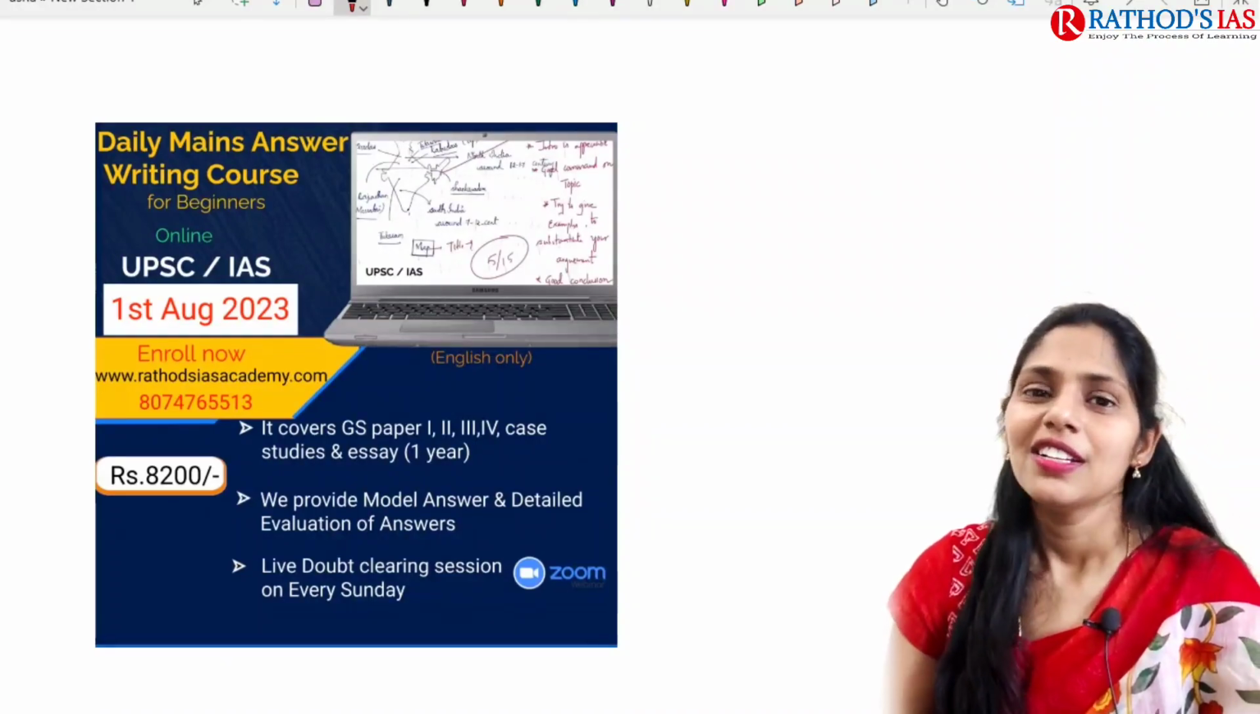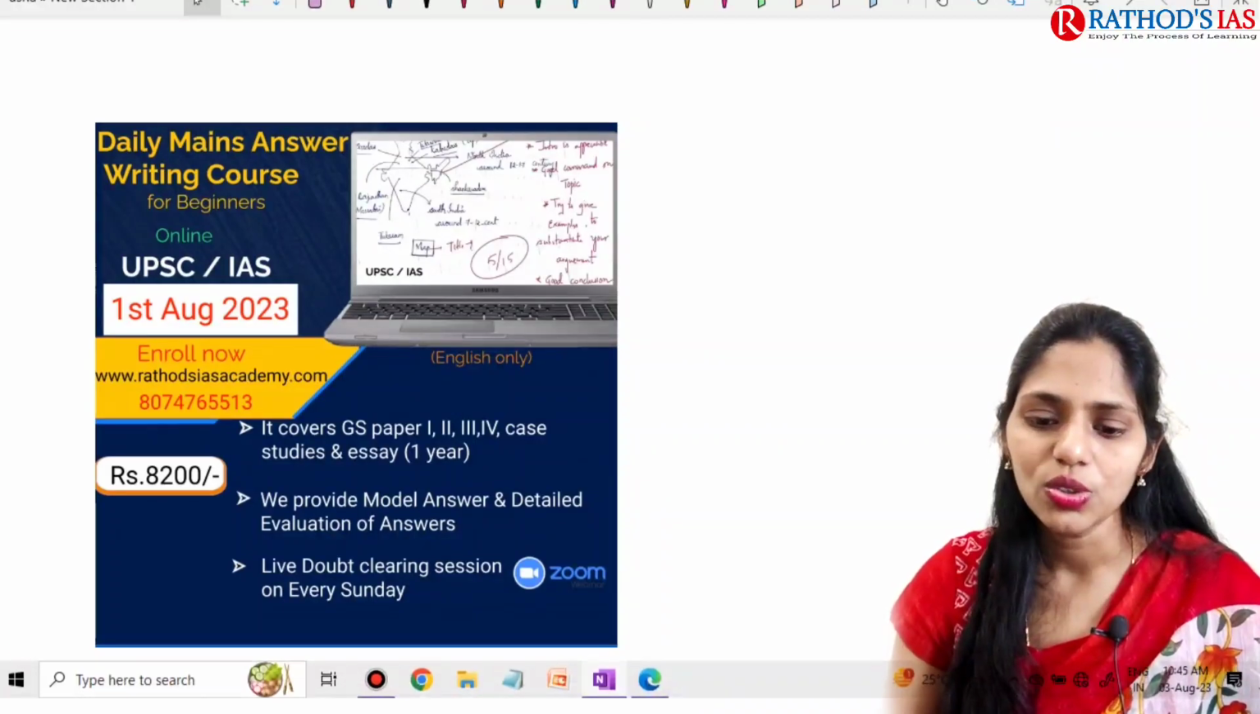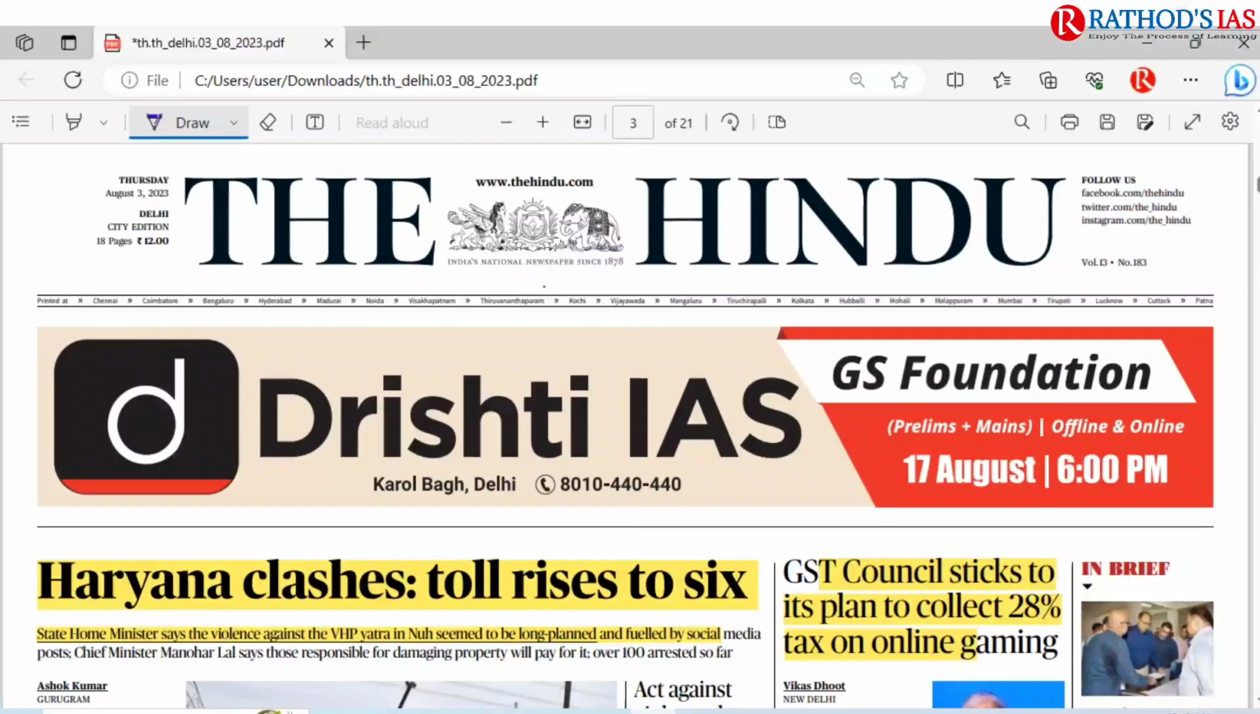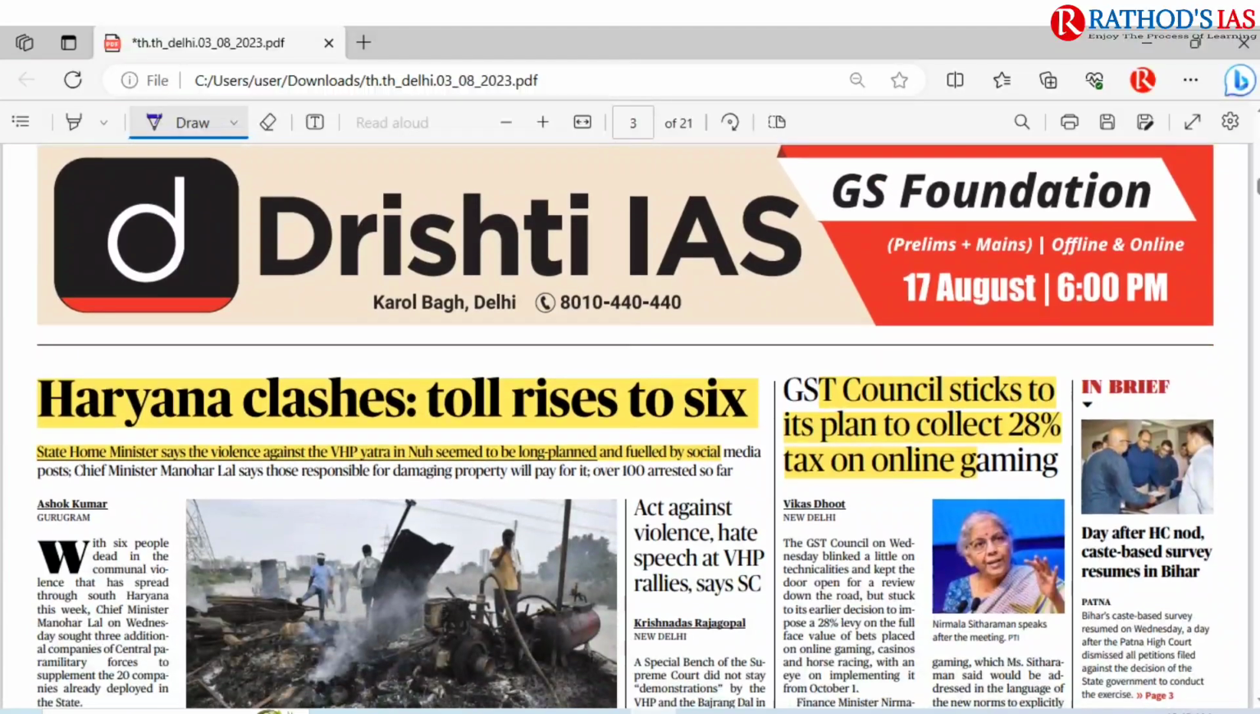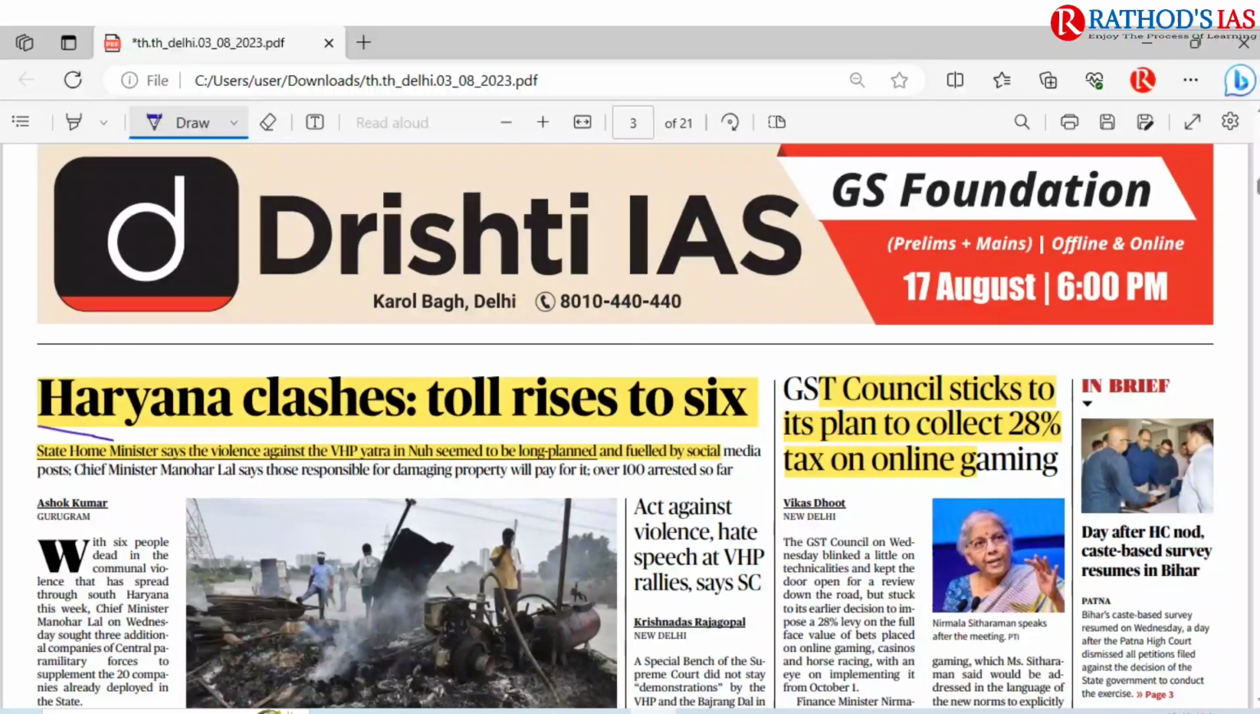Okay, so now let us try to see today's Hindu newspaper PDF. So this is our today's Hindu. Date is August 3 and today is Thursday. So here the first article is Haryana clashes toll rises to 6. So now on Manipur and here in Haryana we are seeing the violent clashes.